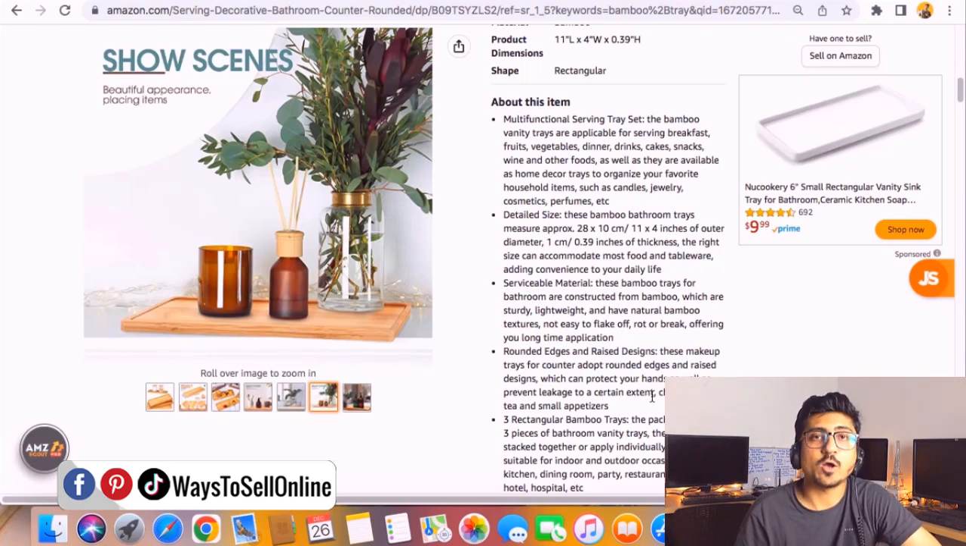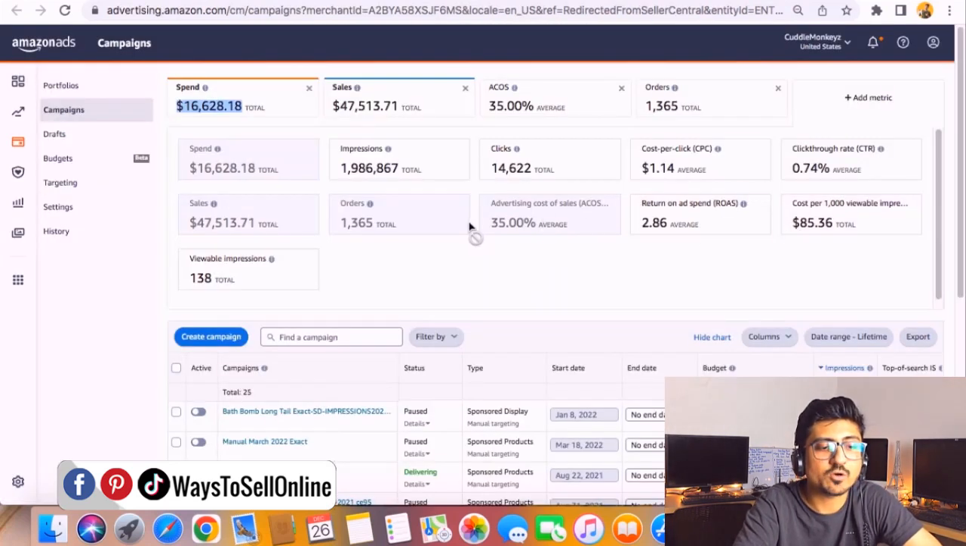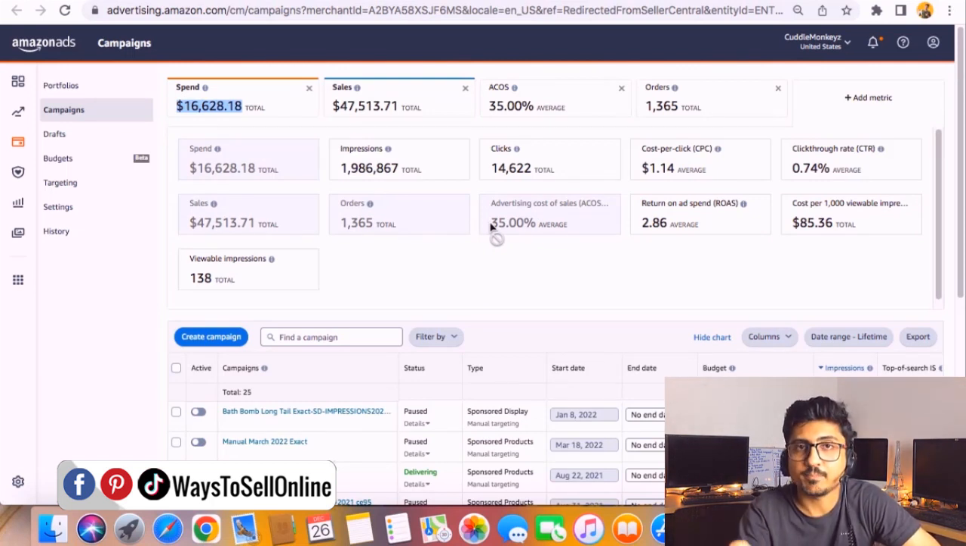So the number 2 point is, if your listing is optimized, then your conversion rate will be high. And now comes the third part, which is Amazon PPC. So let's go on the PPC dashboard again. Here you can see that my ACOS is 35%. ACOS is the ratio between ad spend and PPC sales.